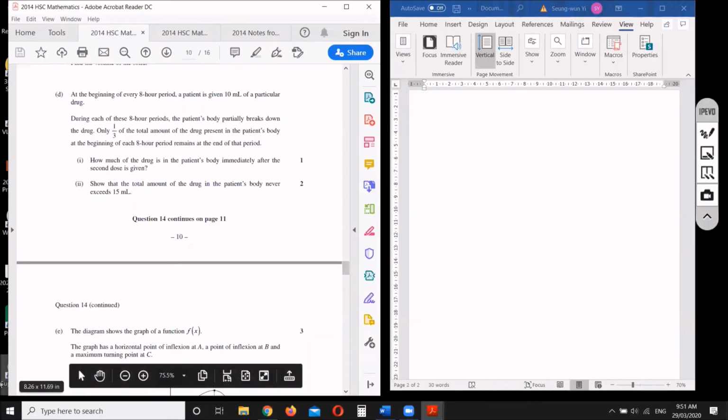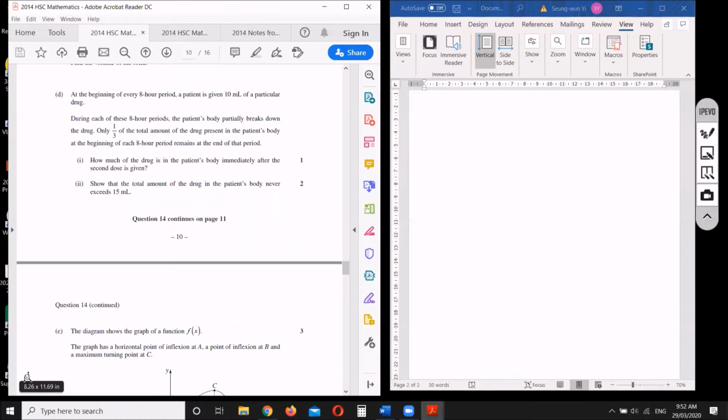So let's have a look at D. At the beginning of every 8-hour period, a patient is given 10 milliliters of a particular drug. During each of these 8-hour periods, the patient's body partially breaks down the drug. Only 1/3 of the total amount of the drug present in the patient's body at the beginning of each period remains at the end of the period. How much of the drug is in the patient's body immediately after the second dose is given?